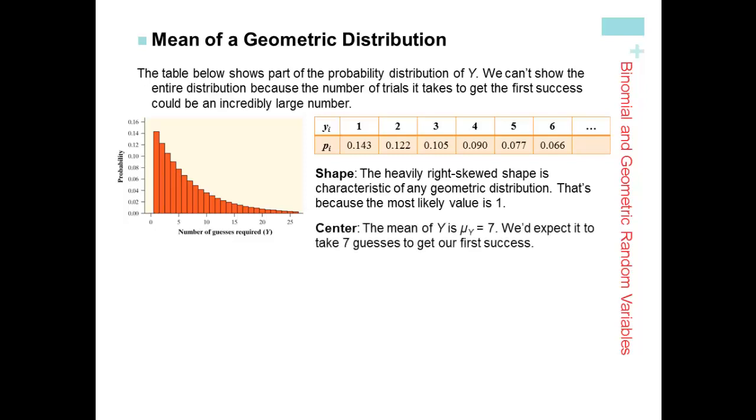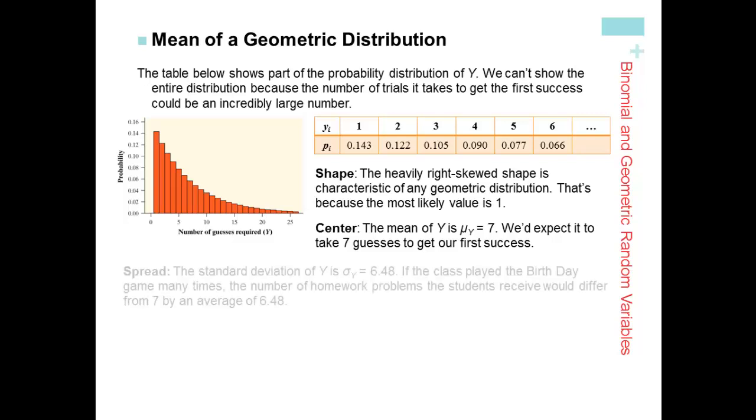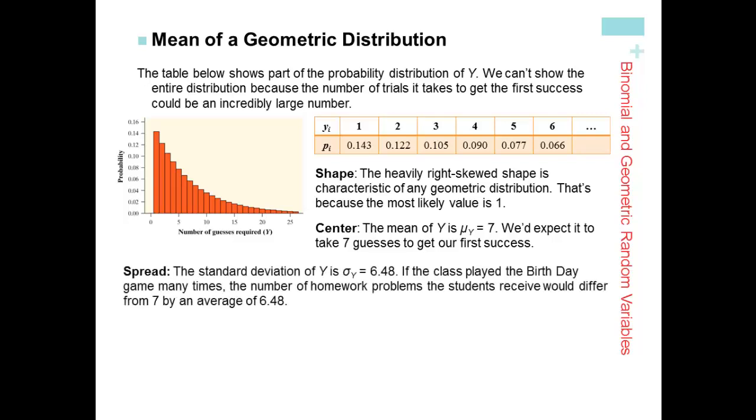The center, for this example, the mean is approximately 7. We'd expect it to take on average 7 guesses to get our first success. The spread, the standard deviation, ends up being 6.48. If the class played the birthday game many times, the number of homework problems the students received would differ from 7 by an average of 6.48.